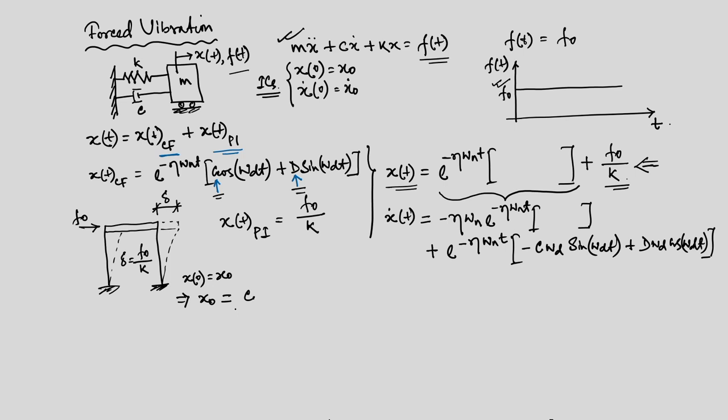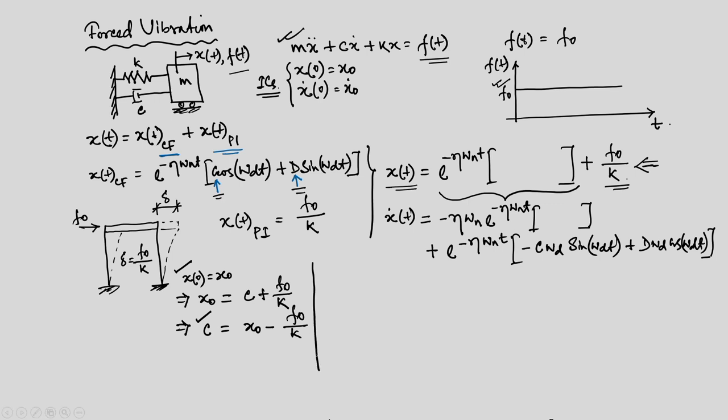Then within bracket we have c times cos omega dt times 0. So, that term will be there, c, and then plus d times sin of omega dt at t equal to 0. So, this will be 0, which is multiplied by 1. Then plus we have f naught by k. So, if we just remove this part, so what we have? C plus f naught by k. So, let me write it once more. C plus f naught by k. That means what we get? We get C is equal to x naught minus f naught by k. So, that is the first condition we apply, and we get first constant, that is C.